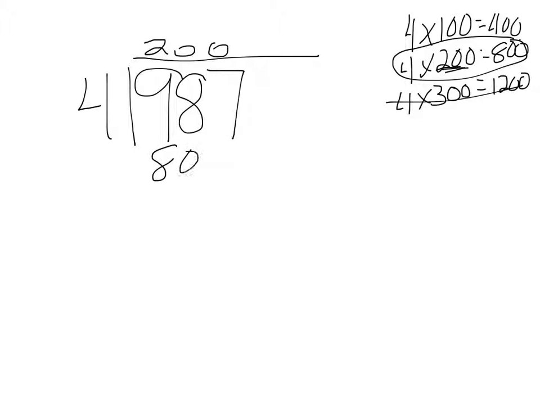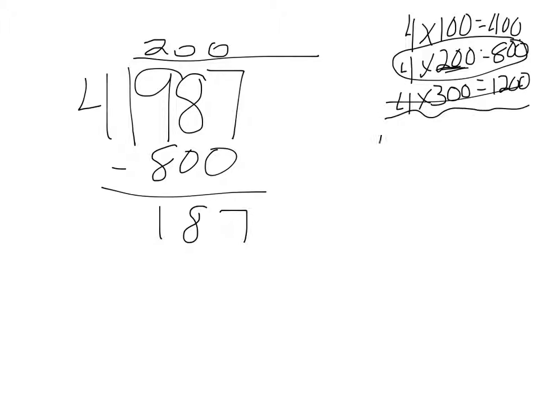That's 800, subtraction sign. I remembered it this time. Do the subtraction. 187. We cover up the 7. We have 18 tens. So what times 4 can get you close to 180?